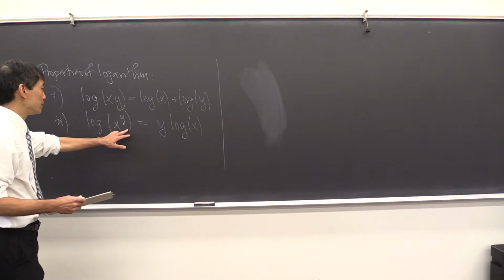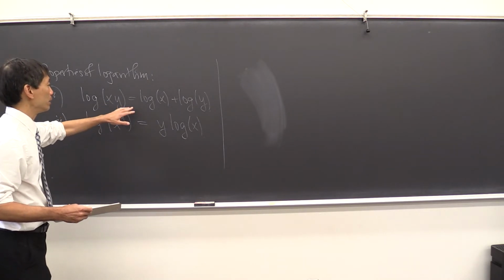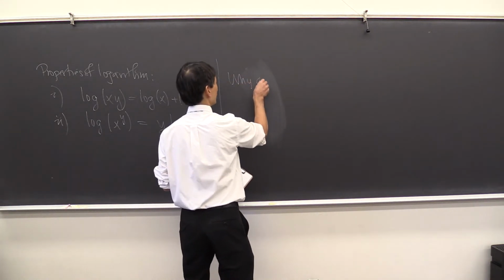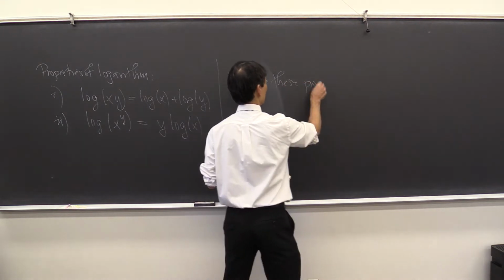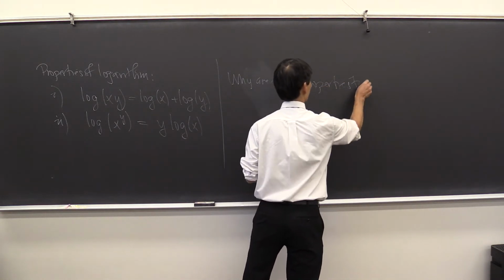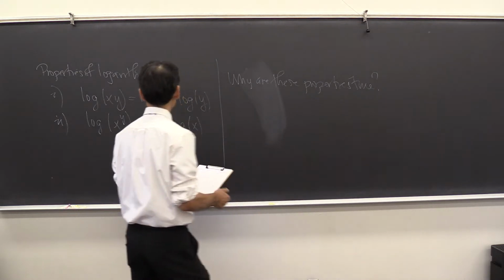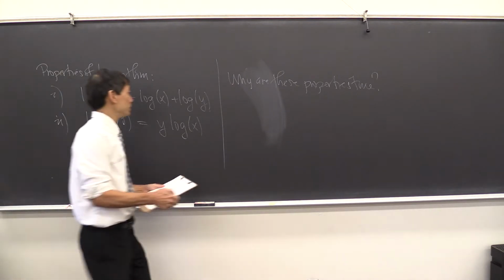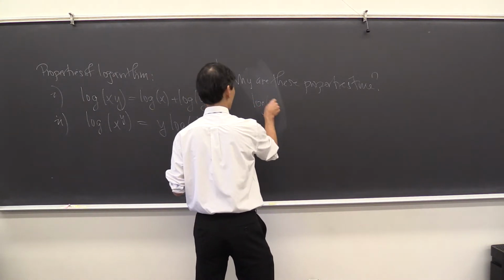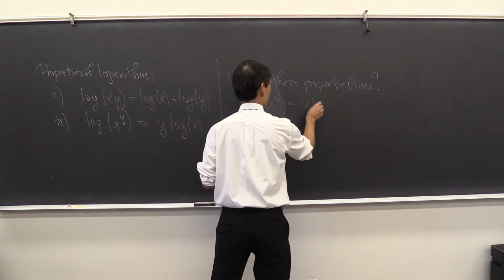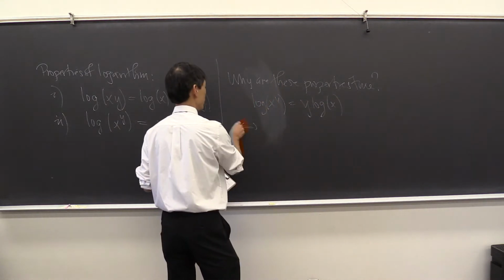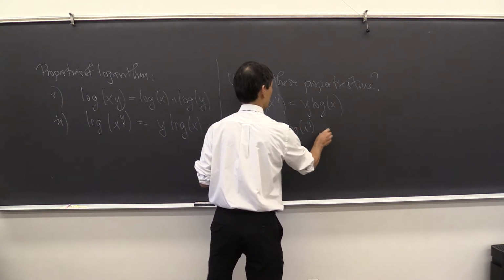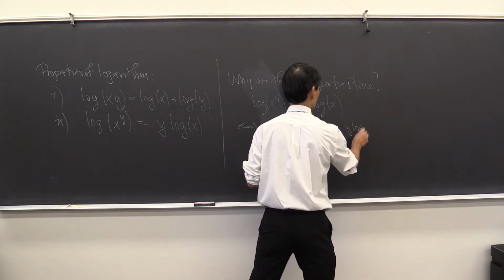Okay, so let me just say one thing about these properties. Why are they true? Well, we saw that what you can do to verify them is just to hit them with the exponential function, right? So for this statement to be true is equivalent to asking, is it true that e to the log of x to the y equals e to the y log x?